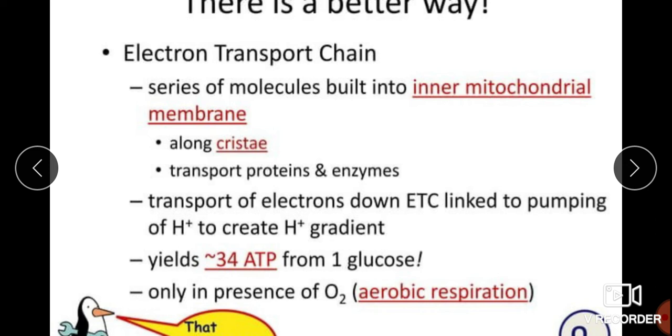The transport of electrons through the electron transport chain is linked to the pumping of H+ ions, and it creates an H+ gradient across the inner mitochondrial membrane. And the yield of ATP by the complete oxidation of one glucose is 34 ATP, and this breakdown occurs only in the presence of oxygen, so it is aerobic respiration.